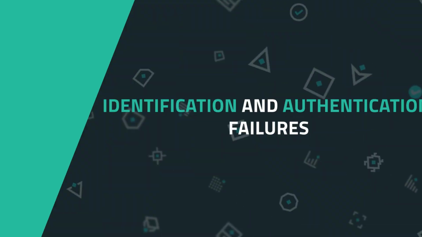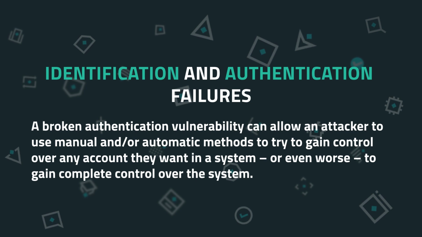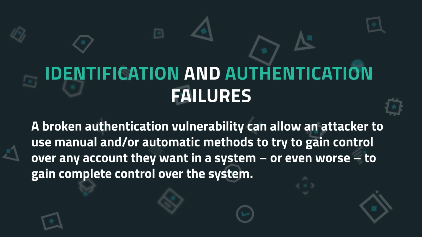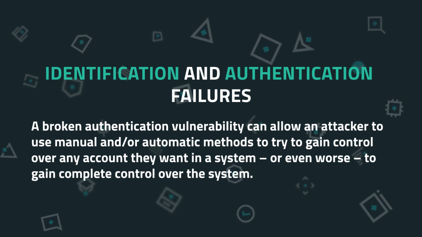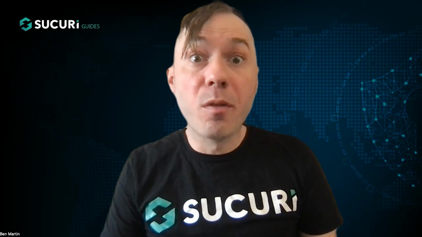Number 7. Identification and authentication failures. A broken authentication vulnerability can allow an attacker to use manual or automatic methods to try to gain control over any account that they want in a system, or even worse, to gain complete control over the system. Websites with broken authentication vulnerabilities are very common on the web.